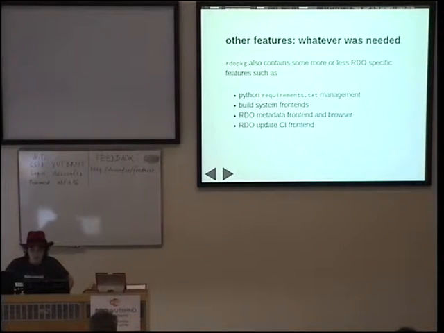There are some build system frontends. We were building RDO packages all over in Copr, in Koji. Now we build them in the CentOS build system, so there were frontends for that. Then we have metadata for RDO. For the packages, it's just a simple YAML file with all the information. It's kind of shady, but it works. And so rdopkg provides a frontend and browser for this, for browsing the info.